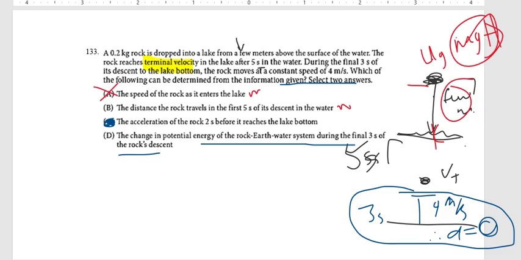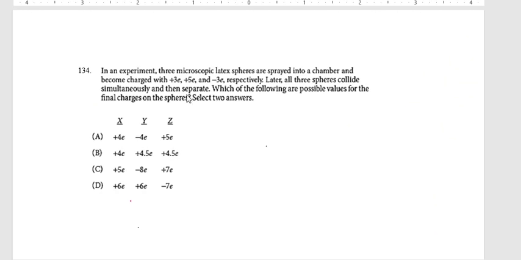Okay, the distance the rock travels in the first 5 seconds of its descent into the water. To know this, I would need to know how fast it's going down here. And if I can't figure out A, then I can't figure out B. So that one goes away. So it's C and D. Okay, so this one has this weird little chart and something kind of sticks out on it.